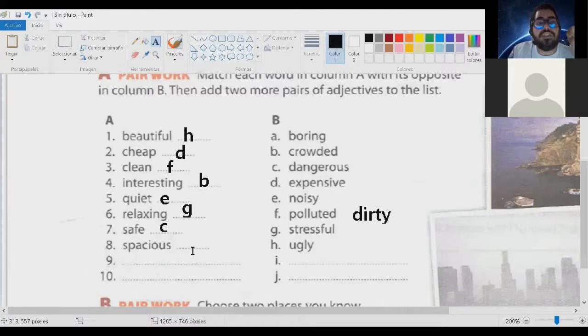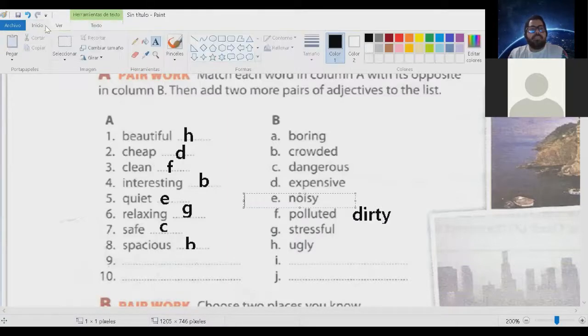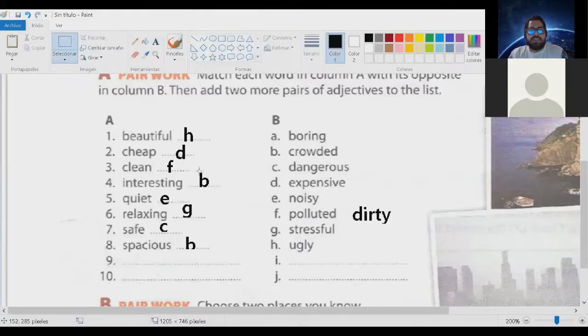Number 8, guys, it's spacious. Spacious. What about that one, guys? Well, the last option. What option do we have? Letter B. Yes, it is letter B, and letter B in here is not letter B. Let me go there. Let me correct this one, guys. So yes, guys, spacious is crowded. Now my question is, guys, what is crowded? What is the word crowded? That's a good question.